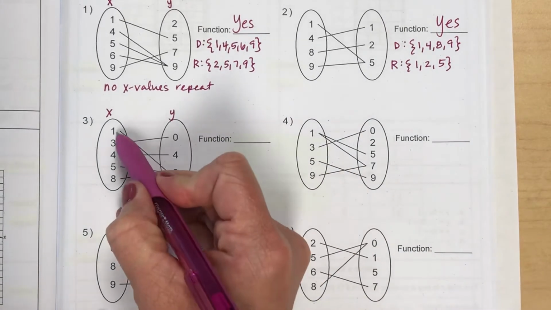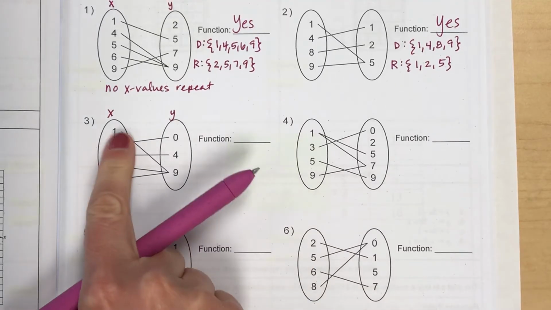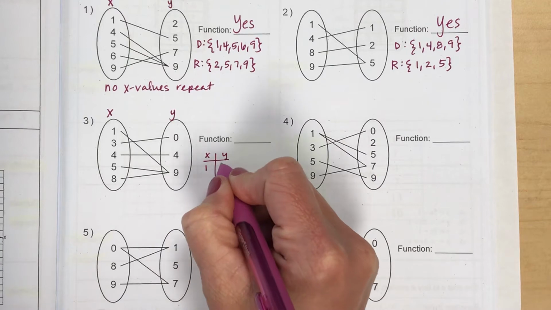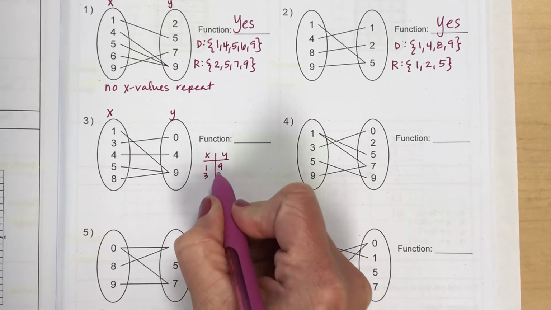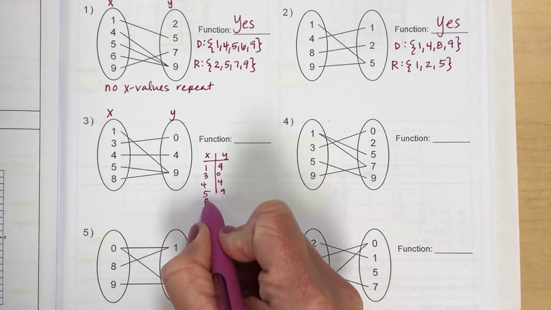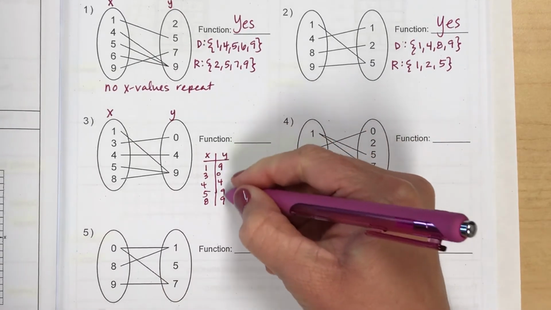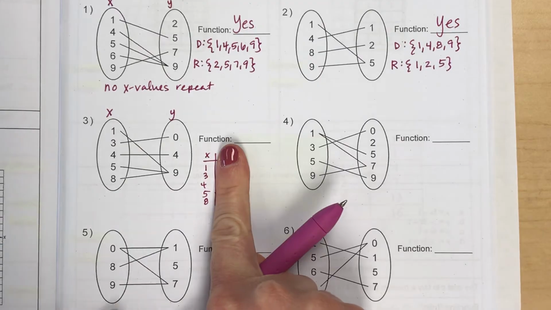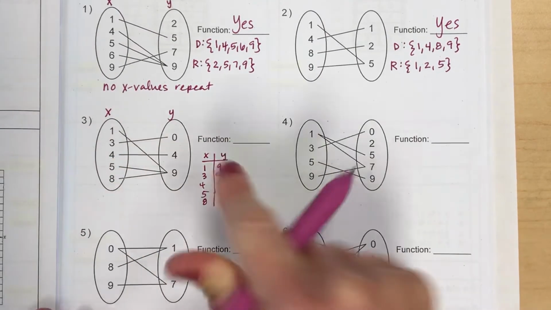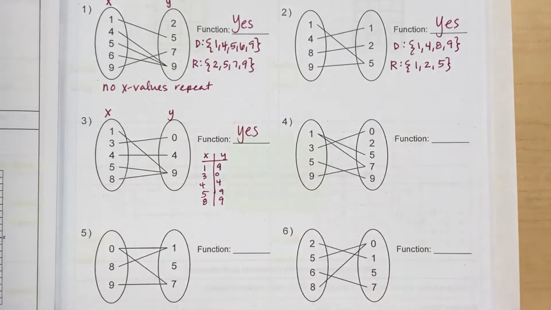So as I'm looking at this picture, what I want to look at are my points. 1 is to 9, 3 goes to 0, 4 goes to 4, 5 goes to 9, and 8 goes to 9. It doesn't matter what happens on the Y list. It really only matters if your X's are repeated. And since they're not, yes, this would be a function.